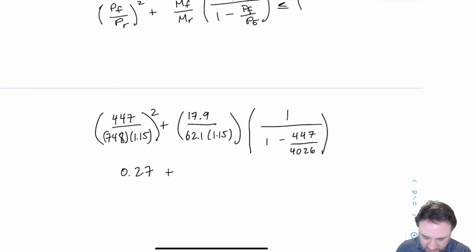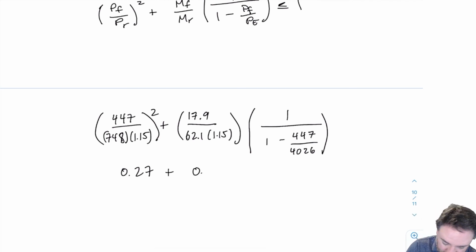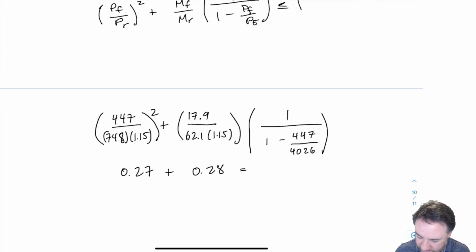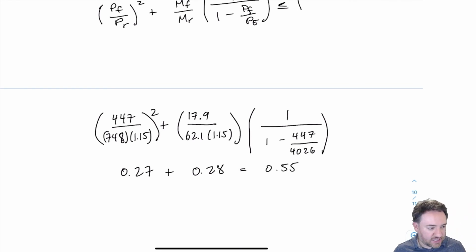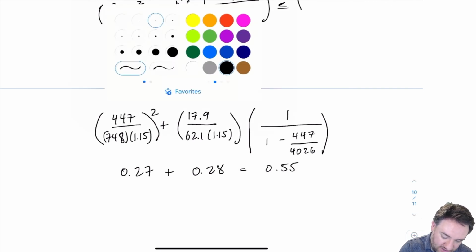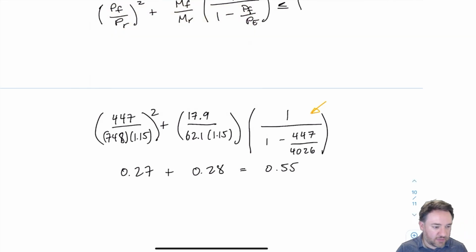And then this one here is going to be about 28%. And these two together are going to be equal to about 55%. So that's fine. I'm less than 1. This amplification term, in this case, caused an amplification of around something like 12%.